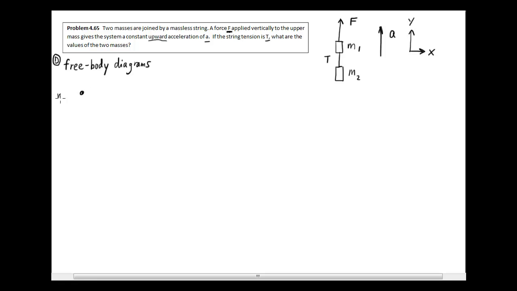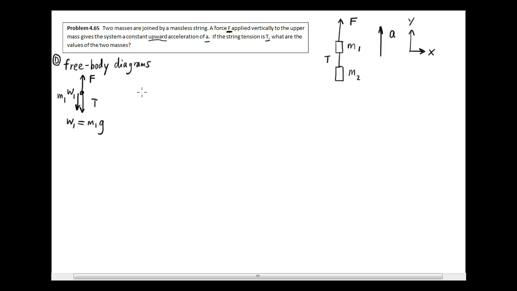All right? And M1, you can see that there is a force F upward. There is then, of course, the tension T in the string downward, and it's easy at this point to forget that there's also the weight. That the weight, which is W1, we know that that's equal to M1 times G, right? So I'll put that down. W1 equals M1G. But that force is acting as well.